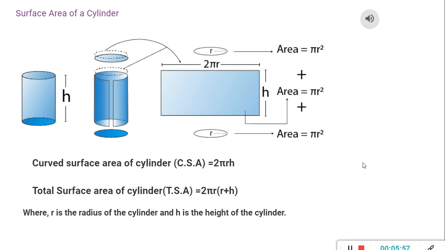Means curved surface area of a cylinder is 2 pi r h and total surface area would be 2 pi r into r plus h. In short, you can write CSA and TSA. Clear?